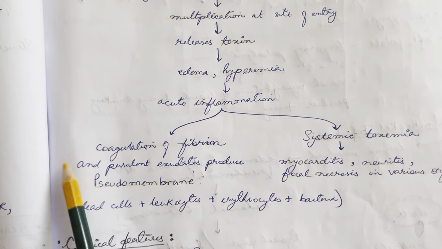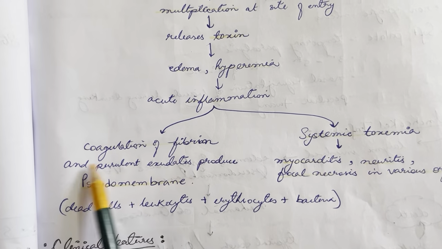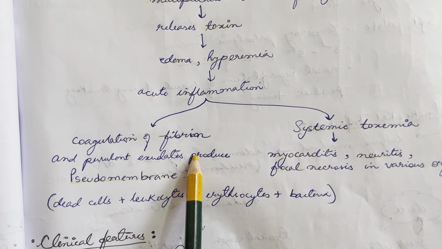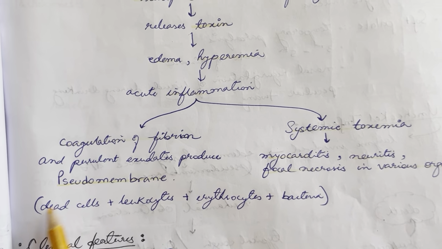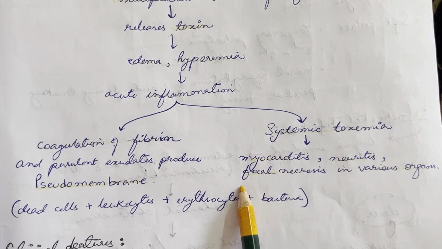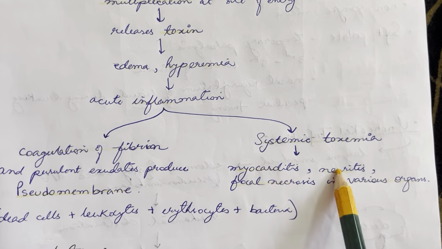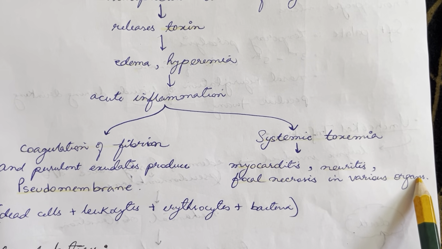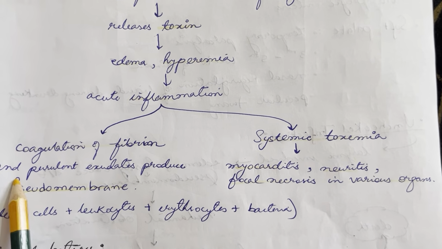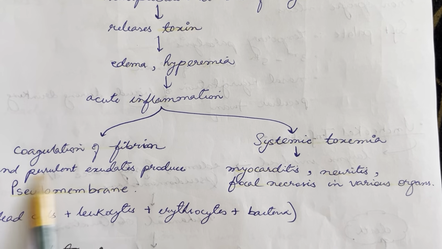By this inflammation, there can either be coagulation of fibrin and exudate, which produces a pseudomembrane. This pseudomembrane has dead cells, leukocytes, erythrocytes, and bacteria. Or it goes to systemic toxemia, and then we have myocarditis, neuritis, and focal necrosis in various organs. So either it will form a pseudomembrane by this coagulation of fibrin and exudate, or systemic toxemia.